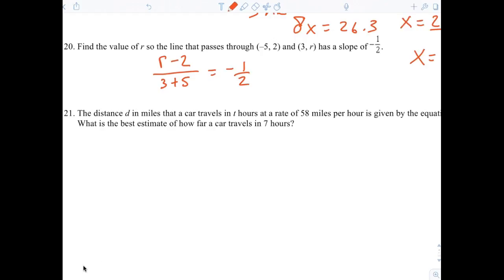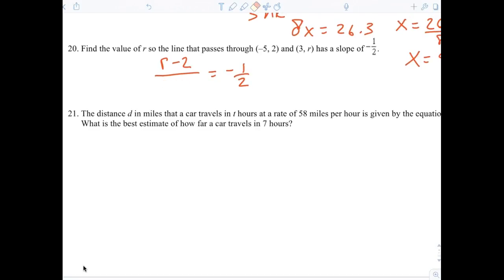Now what's 3 plus 5? 8. So I'm going to replace this right here with an 8. And now we're just cross multiplying. So I have 2 times r minus 2 equals -8. Instead of distributing, I can do what? Divide by 2. R minus 2 equals -4. So r equals -2. All right. You with me? Any questions? All right, let's continue on.